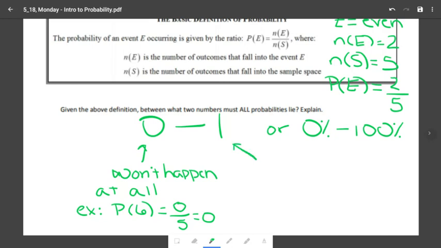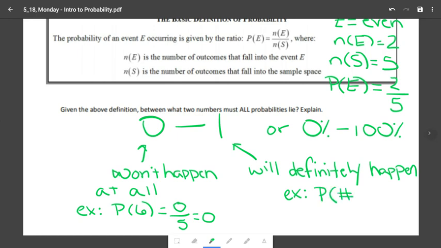The 1 means that it will definitely happen. So an example, the probability of a number less than 6 on that spinner above. Well, all the spinner sides, all those spaces were less than 6. So 5 out of the 5 spaces fit this criteria. And 5 out of 5 is 1. So all probabilities are going to fall between these two numbers.